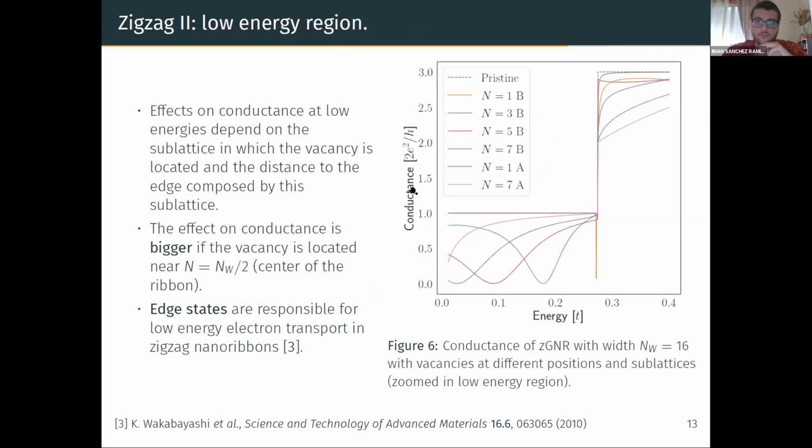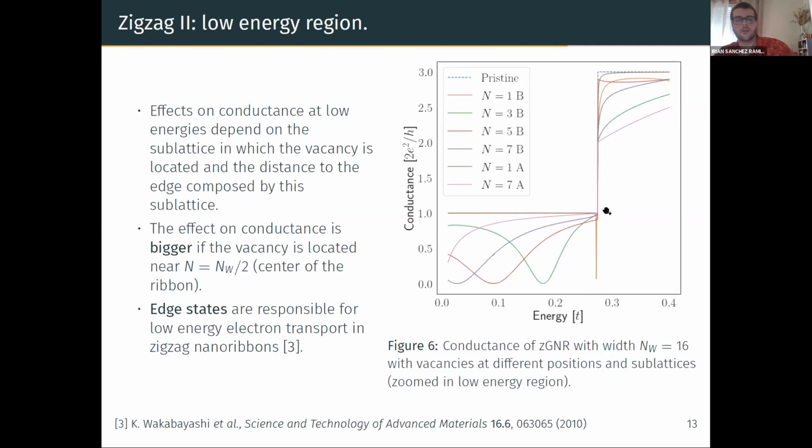Also, the effect on conductance is bigger if the vacancy is located near the center of the ribbon, as we can tell here, where if we place the vacancy at n equals 7b or n equals 7a, we have a wider dip of the resonance, and the energy of resonance is near zero. When we displace this vacancy from the center to the edges of the ribbon, this resonant energy starts to get higher, and when we place it at 1b, at the edge of the ribbon, the resonant dip is really narrow, and it's mainly at the threshold energy of the second mode.